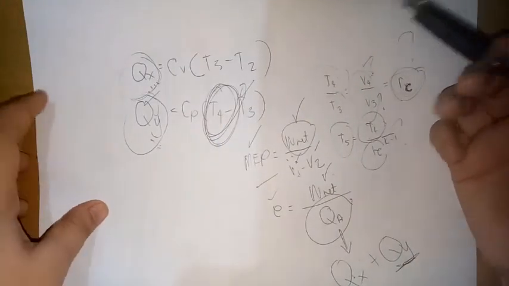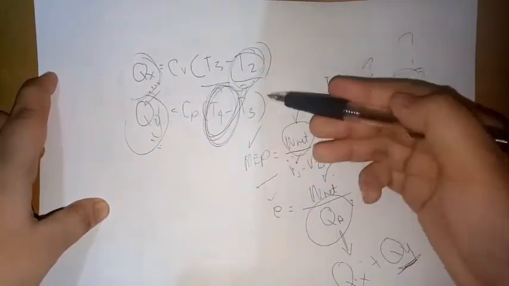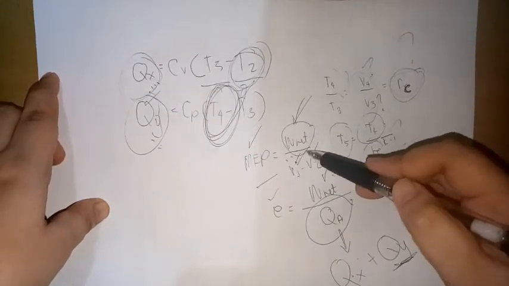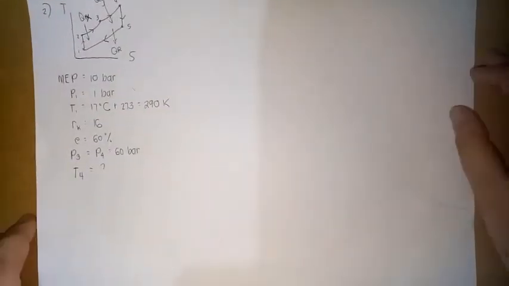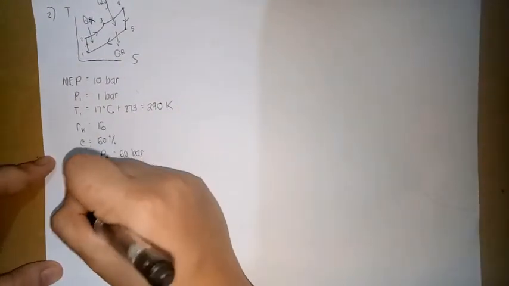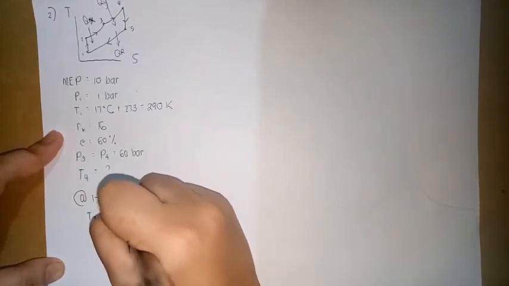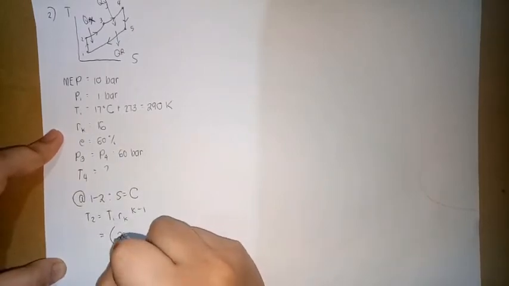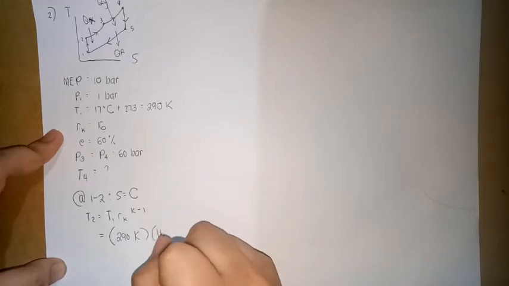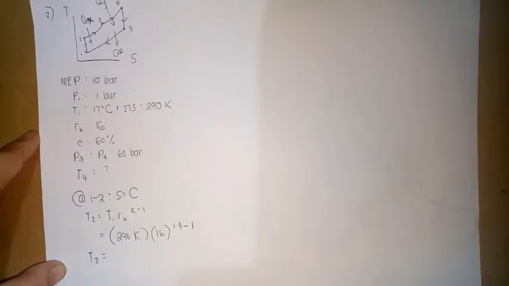So, let us start by getting the values of T2 and T3, because we need those, and work net, V1, V2. Okay. So, we start at process 1 to 2. At process 1 to 2, the process is isentropic. So, T2 is equal to T1 times RK raised to K minus 1. Substituting the values, T1 is 290 Kelvin, RK is 16, K is 1.4 minus 1.